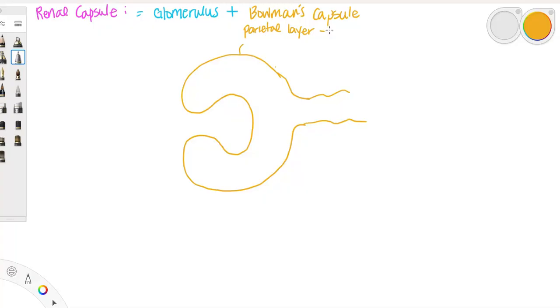It's the one that lines the cavity. So this is sort of the outer layer there, and it is made up of simple squamous epithelium. The inner layer over here is called the visceral layer. And the visceral layer is made up of these cells called podocytes.